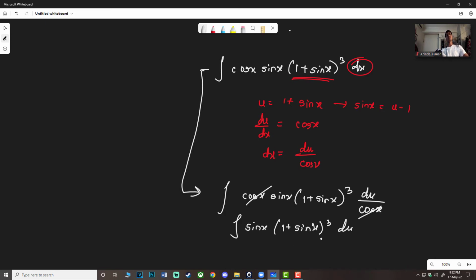Now the problem here is that we have integration in terms of u, but still we have x in our expressions. We have to use this substitution over here. So sin x, as we have seen here, can be written as u minus 1, and (1 plus sin x) whole cube can be written as u cube du. Now this is an integration that we can do very easily, but here's a catch. There's no catch here, but there could be a catch.